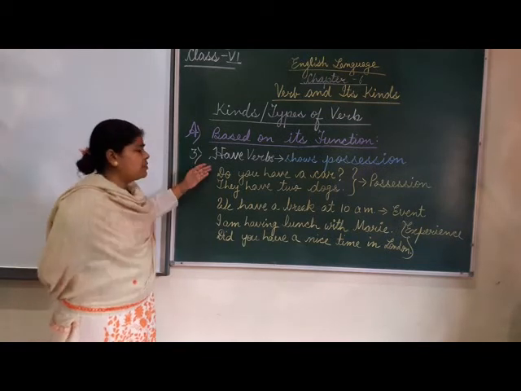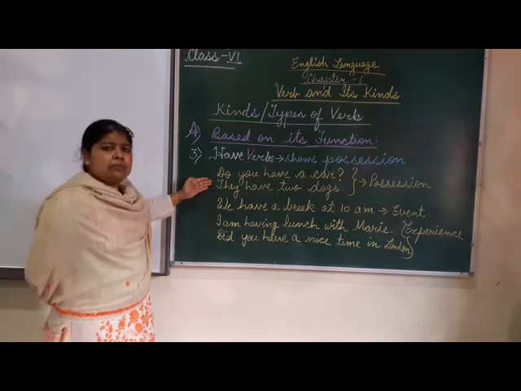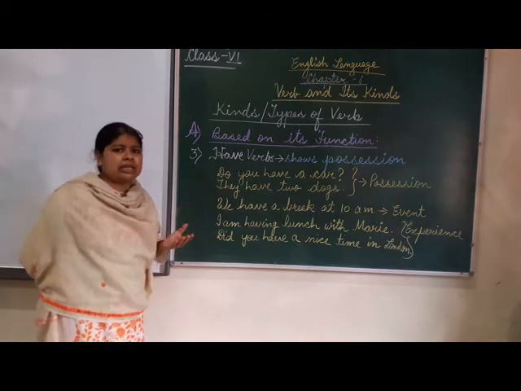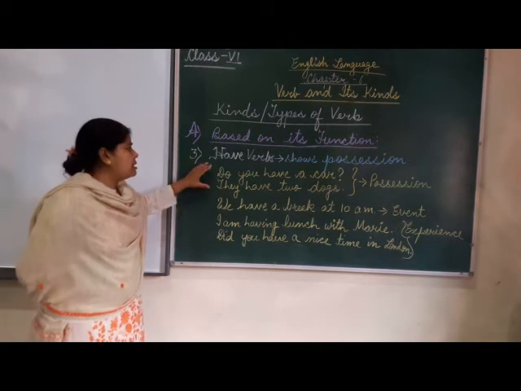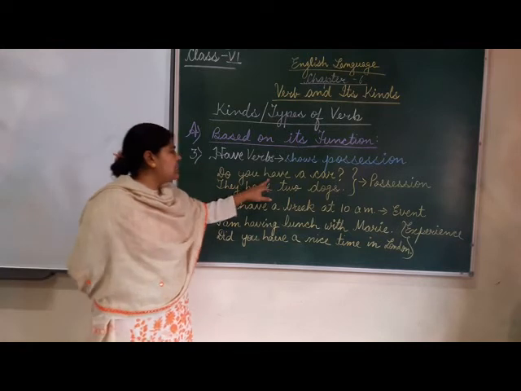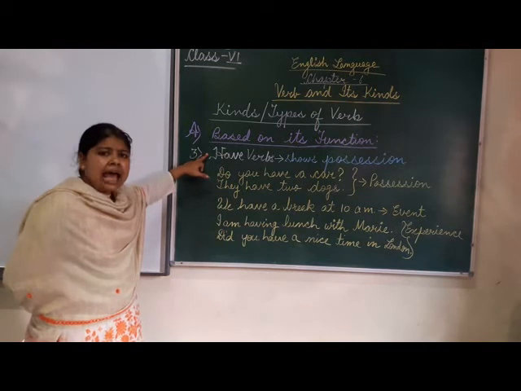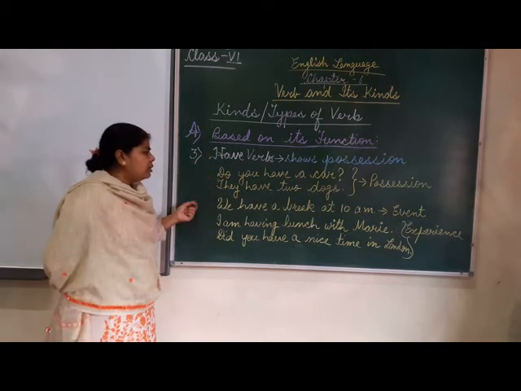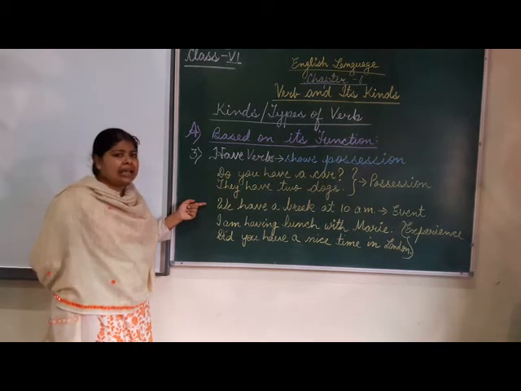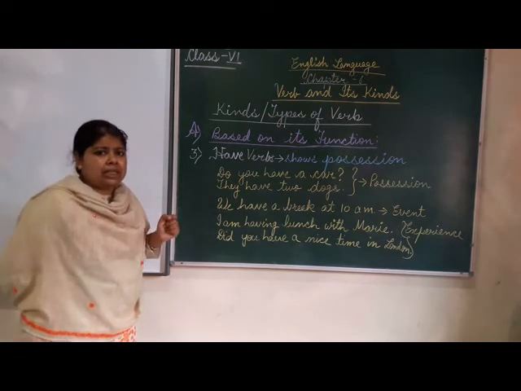Now in both the sentences, whether it is in the interrogative form or in the assertive form, both are showing that something is in possession or asking whether something is in possession or not. So these two are the examples of possession, in which the verb used is the third kind, that is have verb. Now let us see one example here. We have a break at 10 AM. Means 10 baje hame break milti hai.